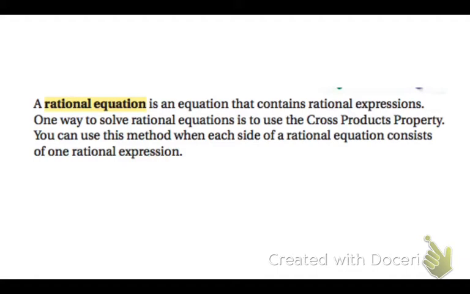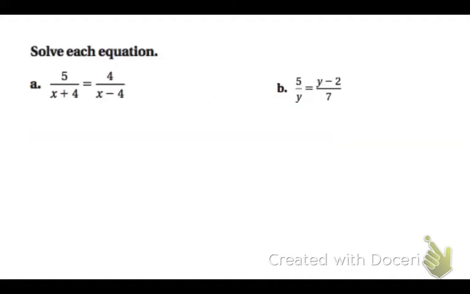One way to solve rational equations is to use the cross product property. We did this when we dealt with proportions. So this was one method for solving a proportion. When you see what a rational equation looks like, you will see that it very closely resembles a proportion with two rational expressions equal to each other, which are just basically ratios of polynomials. Okay, so you can use this method to solve each side of a rational equation when it consists of one rational expression. So this is what they look like. So here we go.